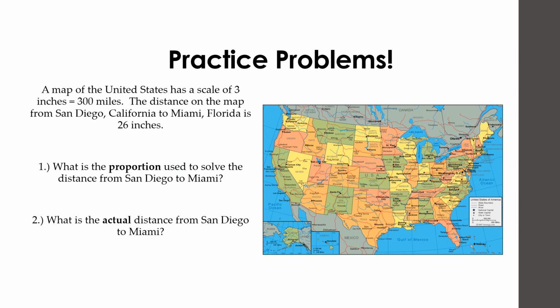All right, you have a practice problem of your own. This time you have a map of the United States, and it has a scale factor of 3 inches to 300 miles. Now, the distance on the map from San Diego, California to Miami, Florida is 26 inches. You're going to need to create a proportion and then figure out the actual distance from San Diego to Miami. And if you get stuck on this, just re-watch that last problem we did and go through those exact same steps again.